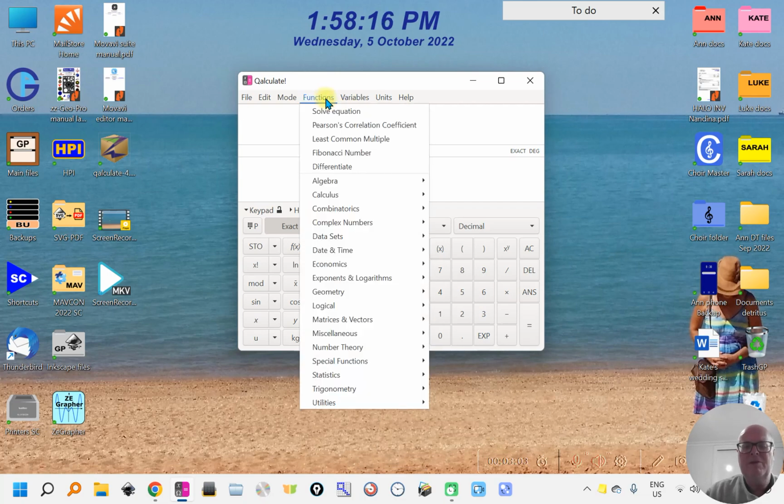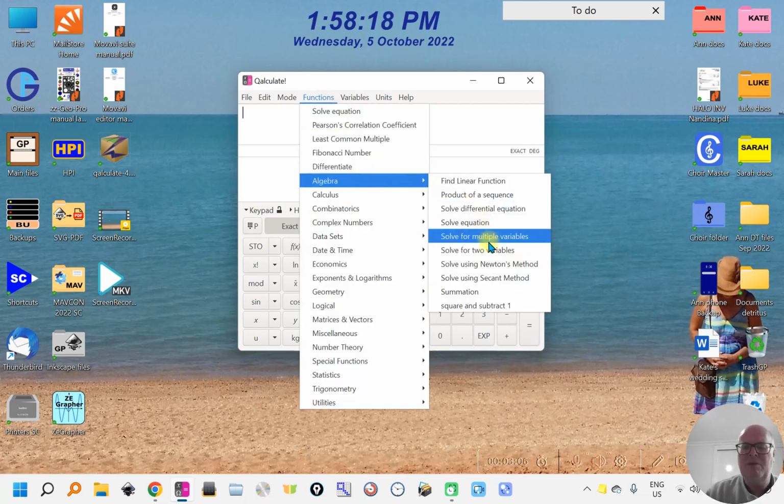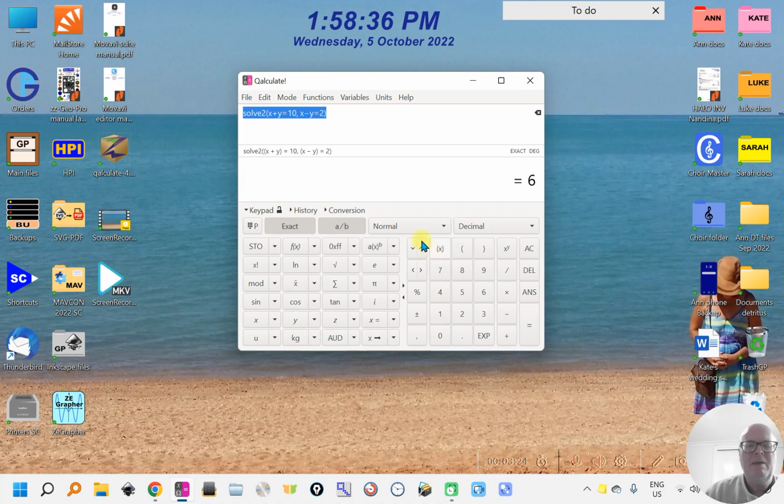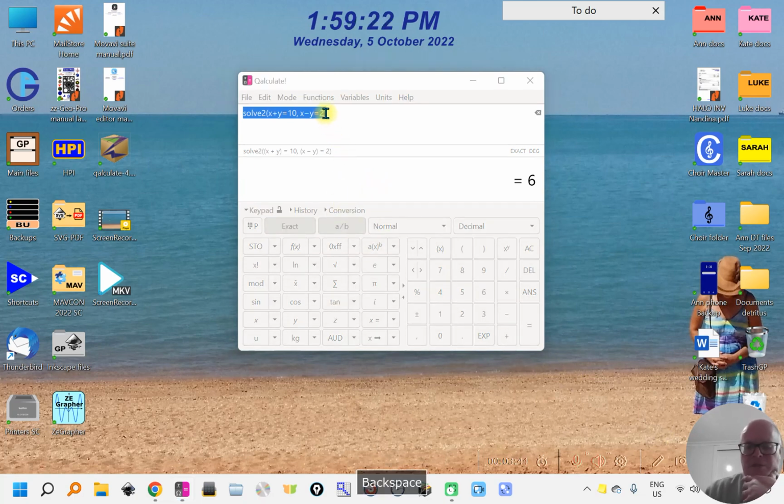You can even, under functions, algebra, solve for two variables or multiple variables. If it's two variables, just type in your equations. I'll just put in a couple of simple simultaneous equations. And the variables are already in here, calculate. And the first one it solves for is 6, is the x, I think. If you wanted to solve for y, I'm not sure what you would do. What you could do, I guess.